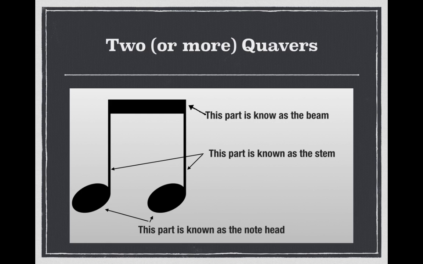Quavers or eighth notes will usually, at the moment, be beamed together in groups of 2 or 4. However, please do remember that this will not always be true, and this is just for now to keep things straightforward.